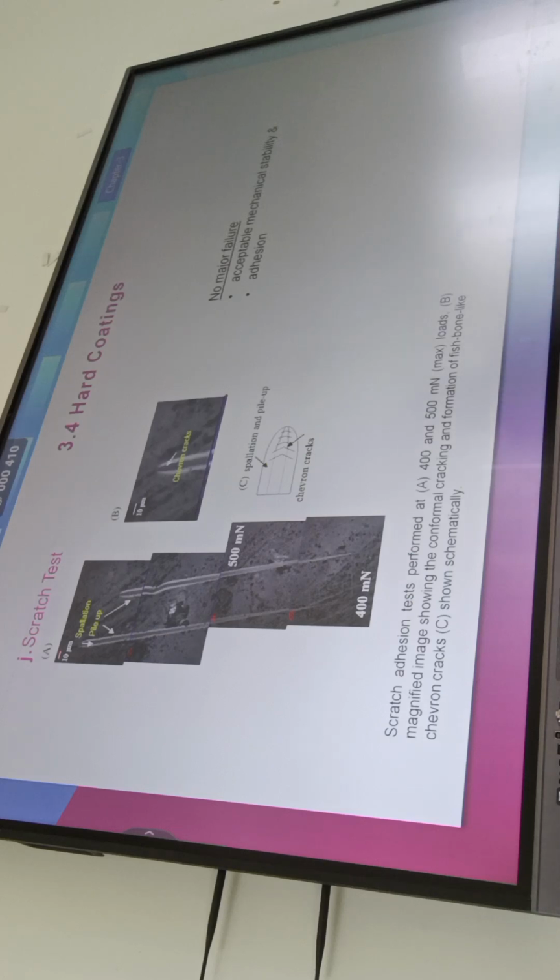And for the hard coatings, we have done the scratch test also, and from this scratch test on TiB2, titanium diboride, it showed good mechanical stability and adhesion.